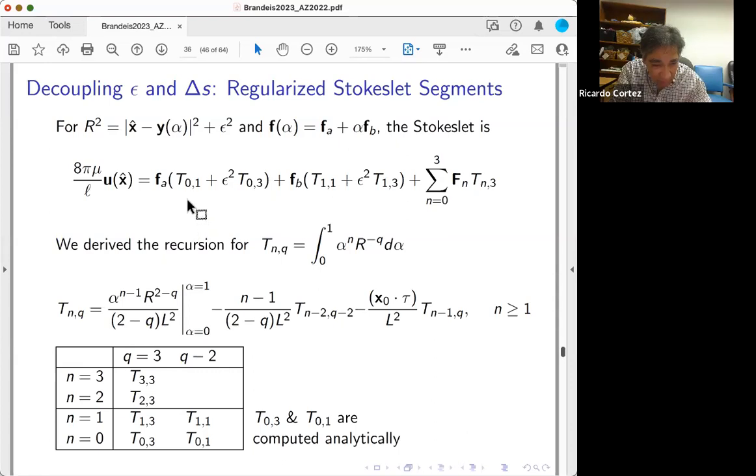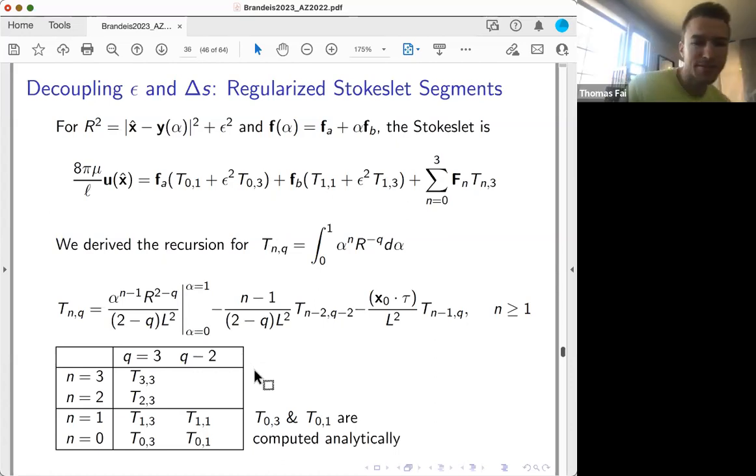And the ones that have the zero in the front, those are the ones you compute analytically. So you have to compute two of them analytically. We have expressions for them. And the rest follow from the recursion. Okay, thanks.